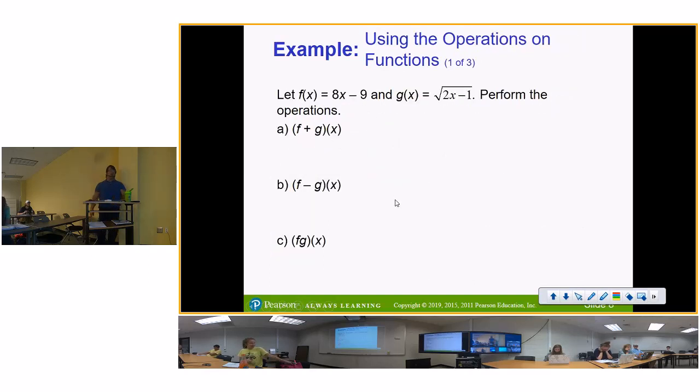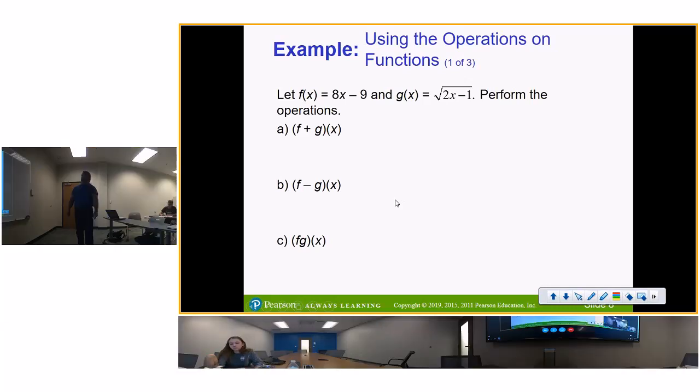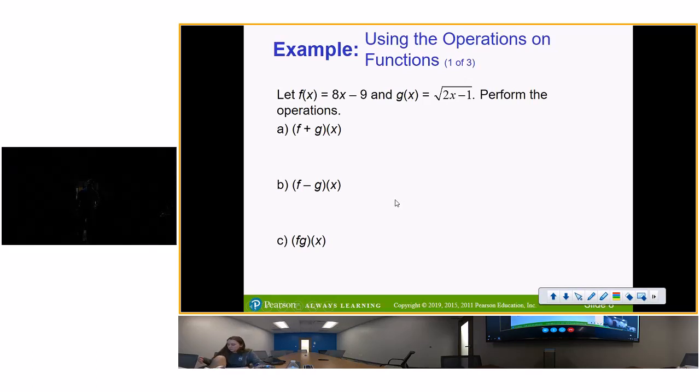All right, try this one. This one does not tell you to put in a number. It just tells you to do it. So I want you to give me F plus G, F minus G, and F times G. Simplify accordingly. You're probably not going to have to simplify because you can't simplify because it's a radical. But if y'all want to, we could turn it into a rational and then work with that.